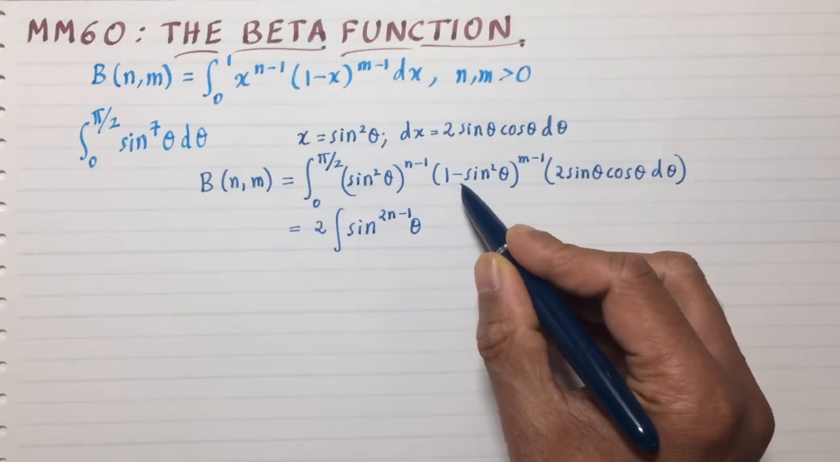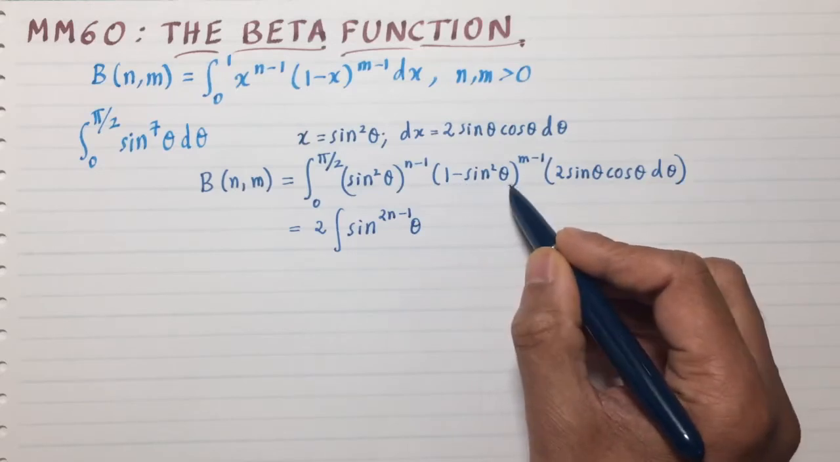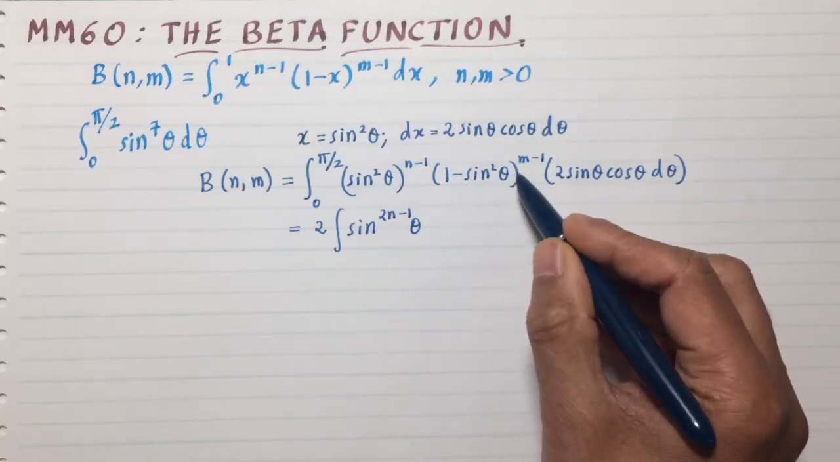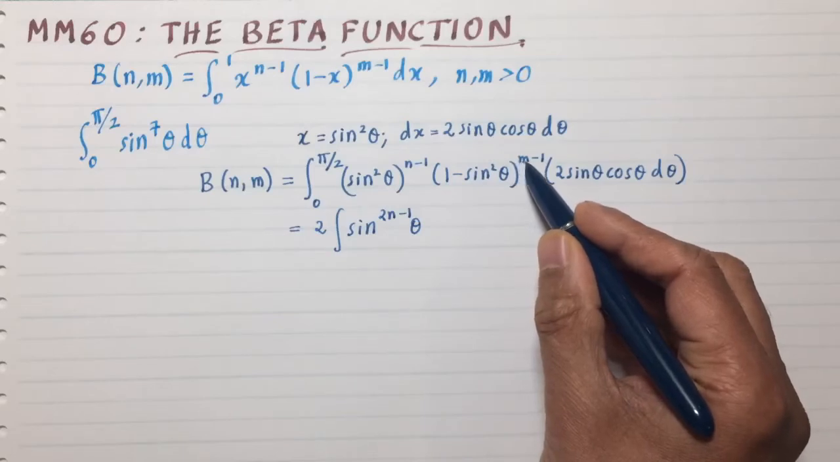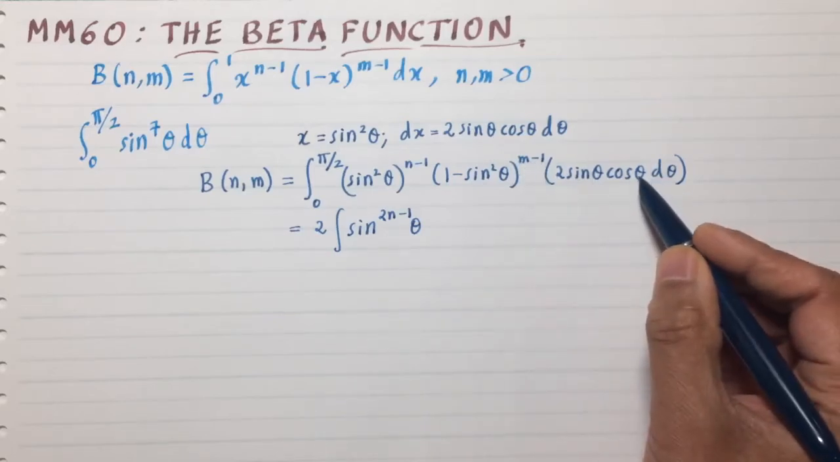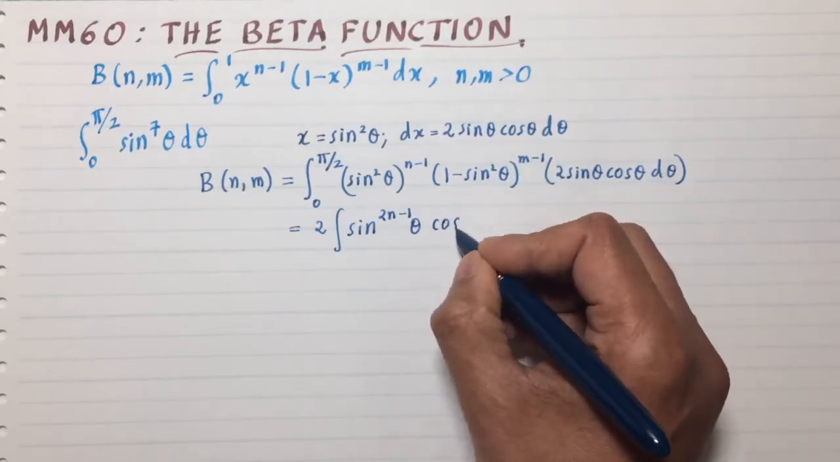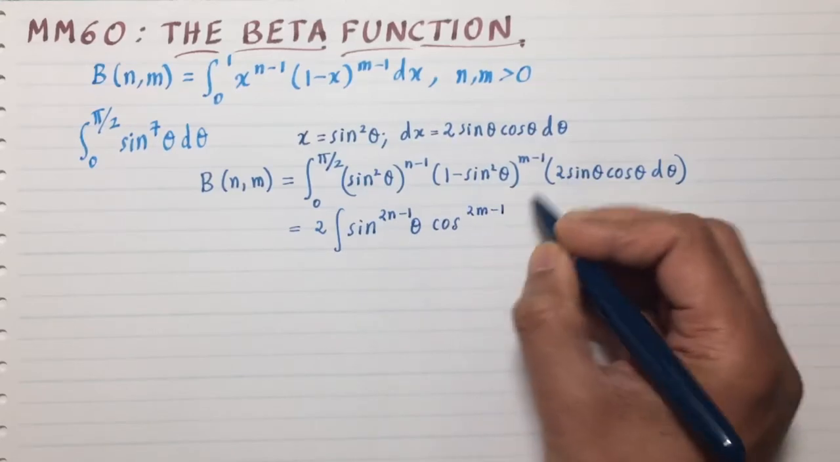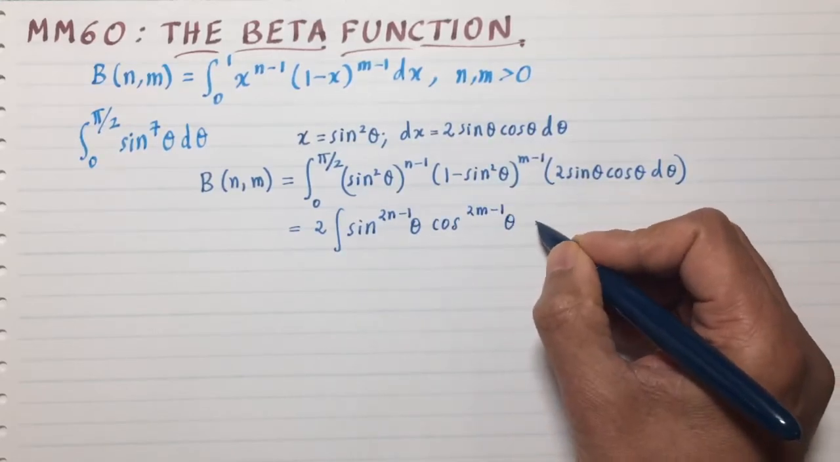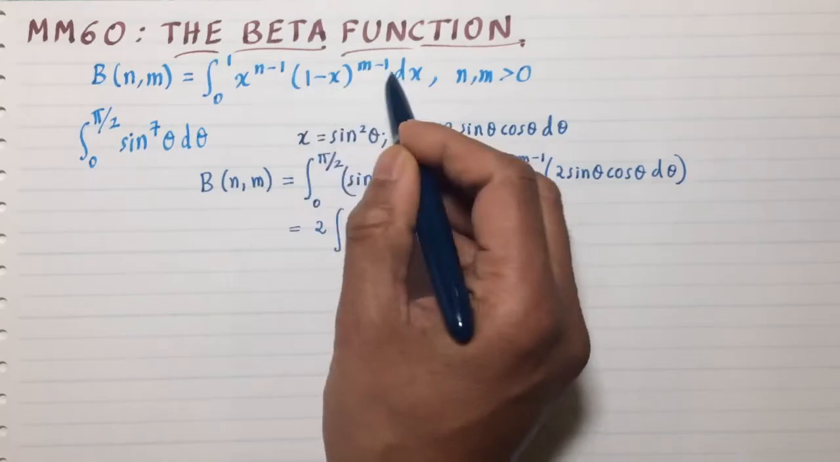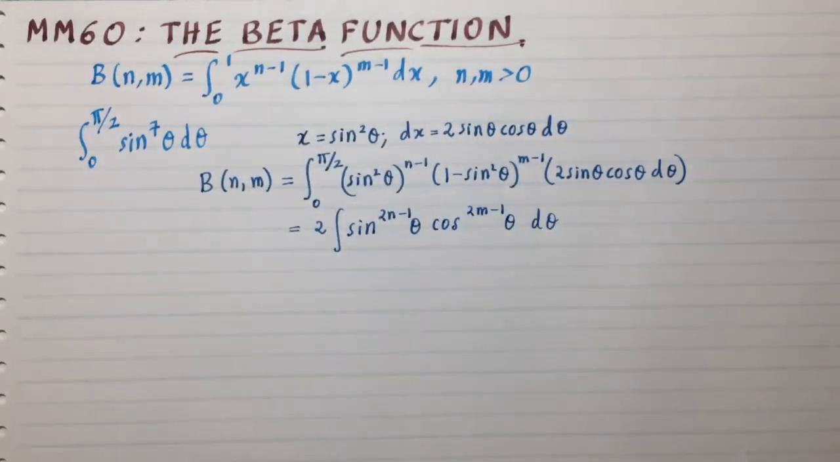Meanwhile, 1 minus sine squared theta is cosine squared theta, so cosine squared theta makes this 2m minus 2 again, and that once again becomes 2m minus 1. So very symmetric looking expression between cosine and sine. So that's in keeping with the symmetry of that. So this is the answer we get.